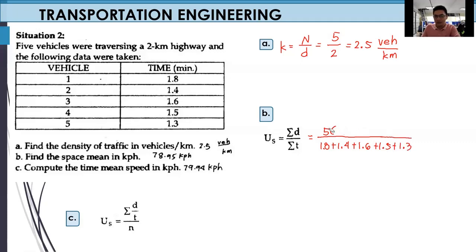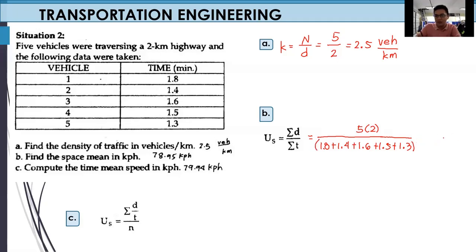Ayan po. So, i-compute lang po natin to. 5 multiplied by 2. That is equivalent to 78.95. So, this is in kilometers. This one is in minutes. So, therefore, we need to convert that one into hours. So, paano pag-convert? Multiply lang natin ito lahat.